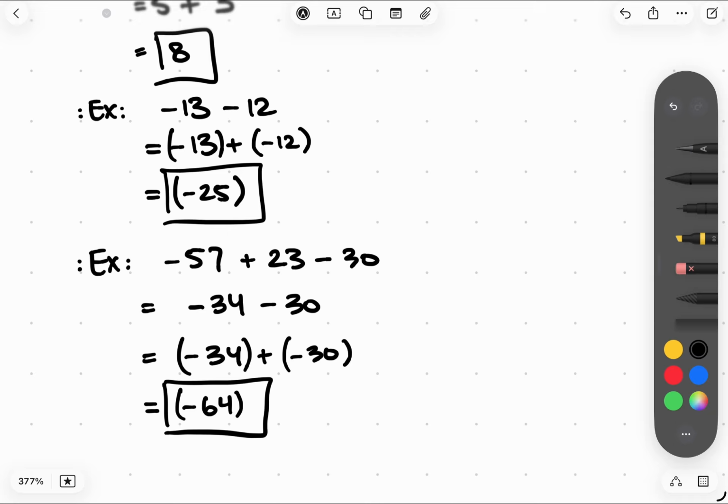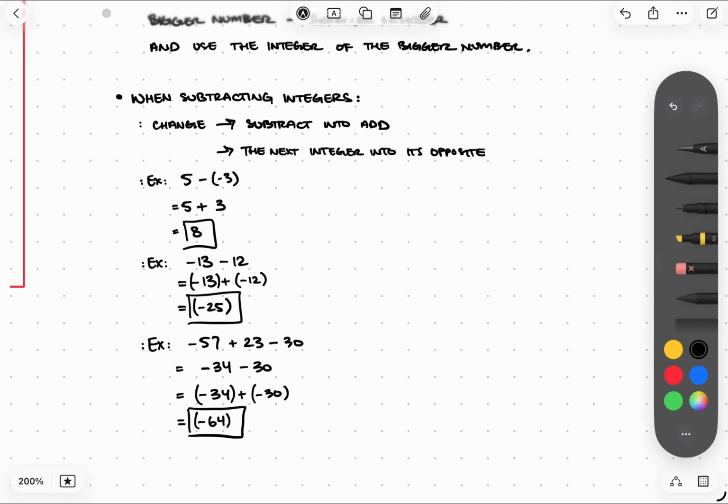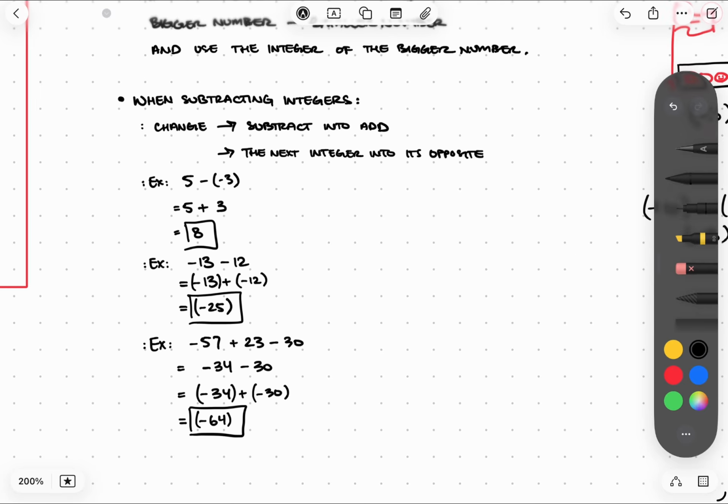All right. So if there's a multi-number question, please make sure that you just do it step by step. Go from left to right. Don't try to jump around there. So do as many of these negatives and positives from left to right. But this is pretty much what you need to know for subtracting integers.